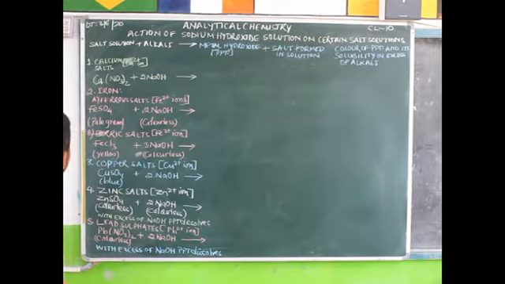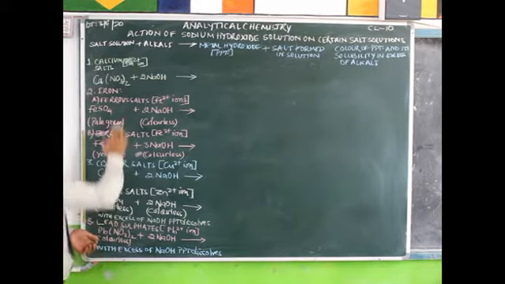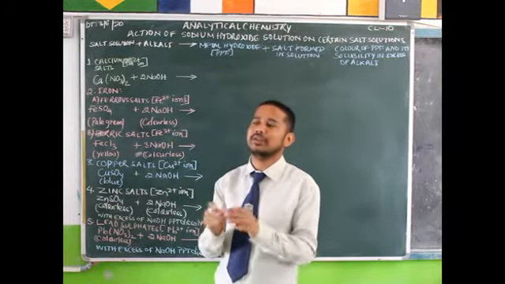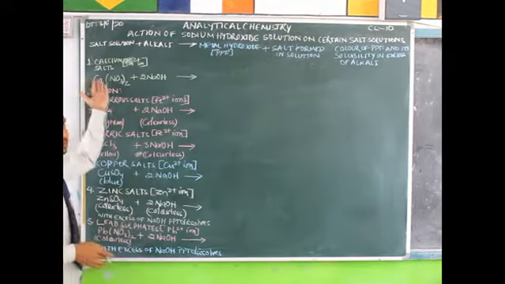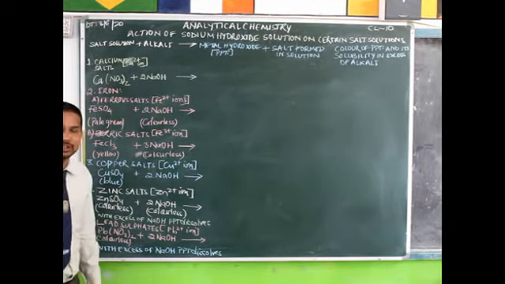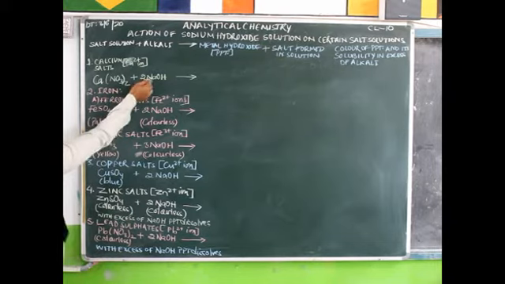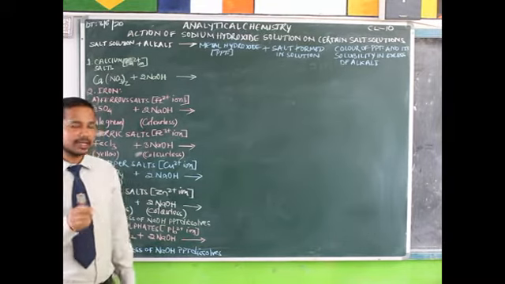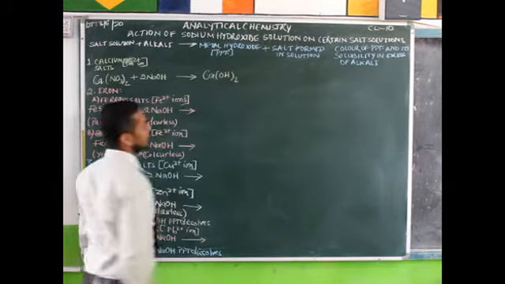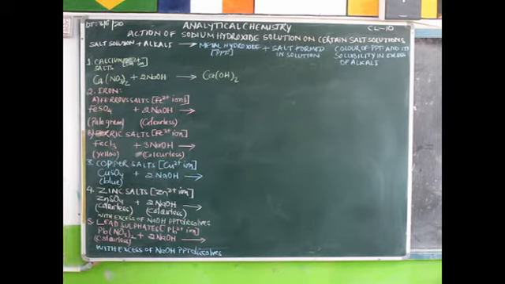So what happens when one salt solution given to you is calcium nitrate? For example, you do not know what is there, but first of all we'll go from known to unknown. If there is any calcium salt solution given to you, and you add sodium hydroxide drop by drop, then what will we get? We will get calcium hydroxide. Here the calcium salt is calcium nitrate.